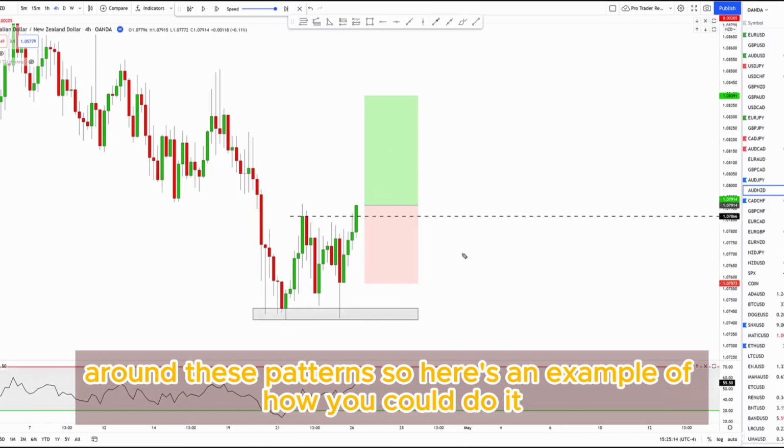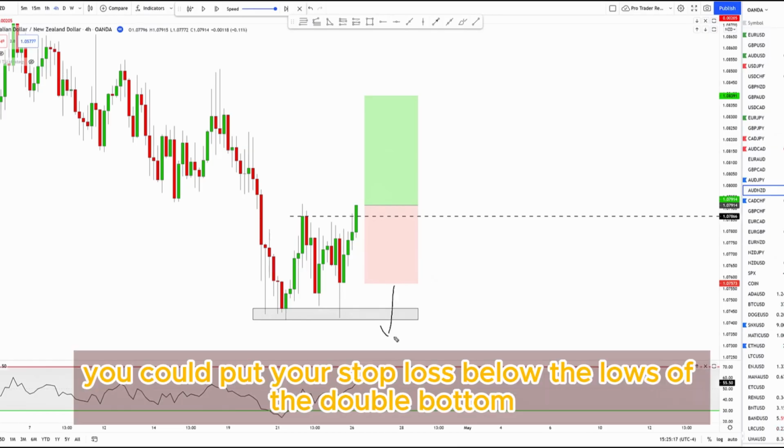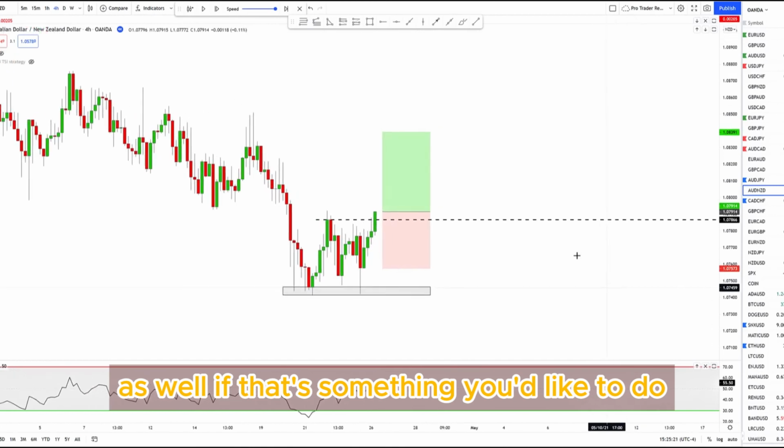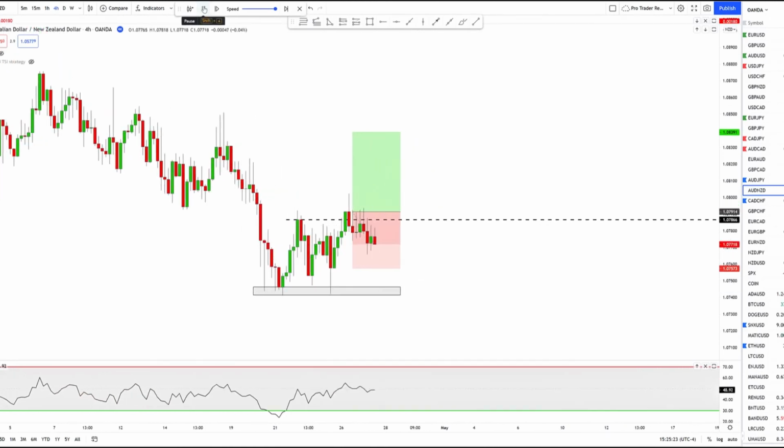Again, I'm just giving you an example of how you can build strategies around these patterns. So here's an example of how you could do it. Of course, you could put your stop loss below the lows of the double bottom as well, if that's something you'd like to do. Let's click play and see what happens.